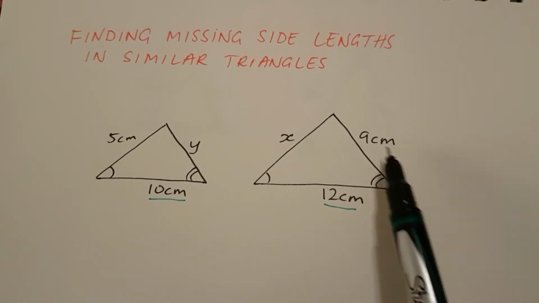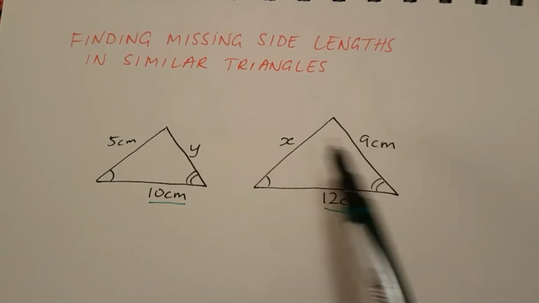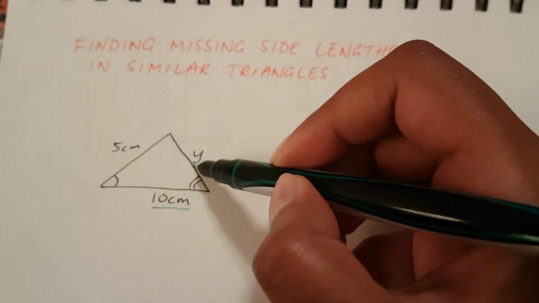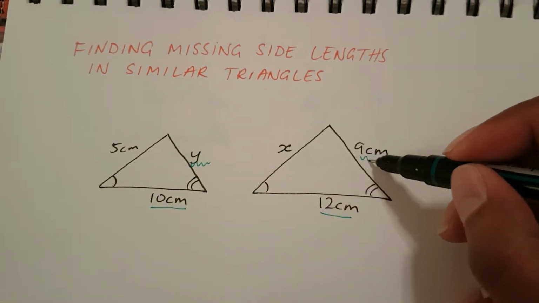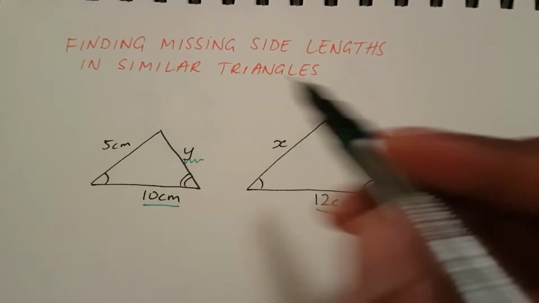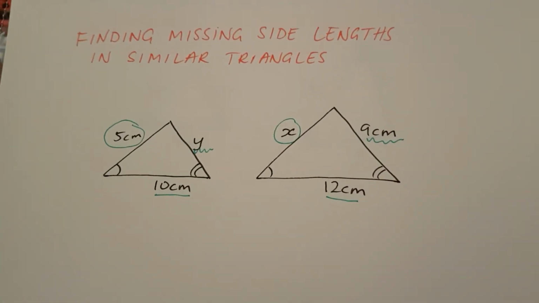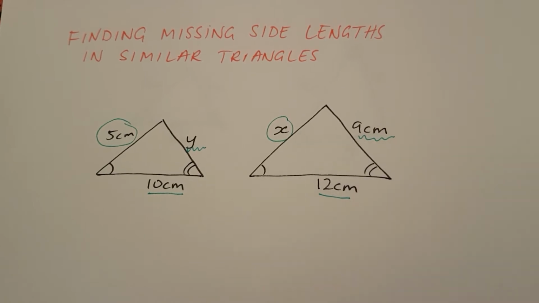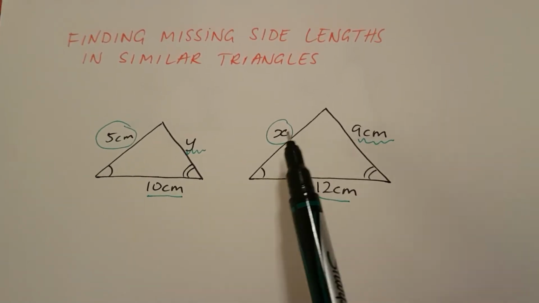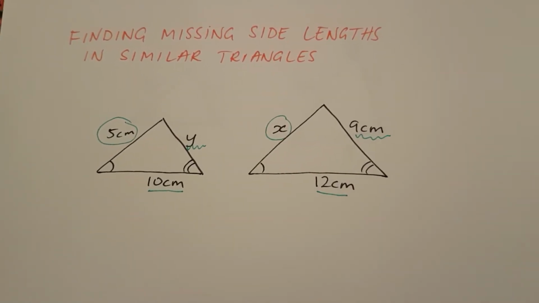The 9 centimeters is on the same side as the y, so those ones will be corresponding sides, and the x and the 5 will be corresponding. So once you've marked that up, you decide which pronumeral you're going to find first. So in this case, we're looking at x.